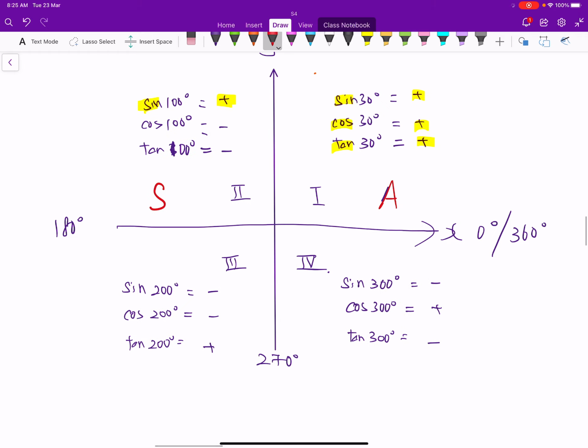And so on. Quadrant 3, only tangent. So we call it the T quadrant. That means only tangent is positive. And then C, only cosine is positive. Okay, so we will divide the quadrants into A, S, T, C.